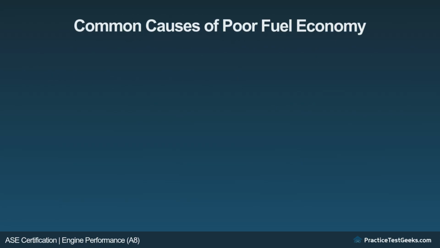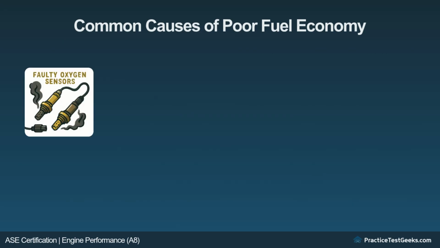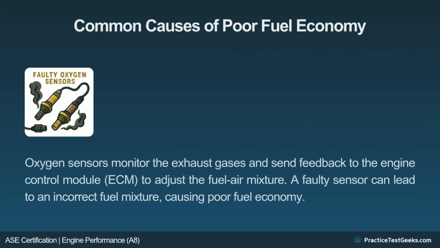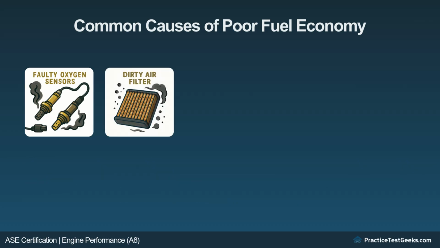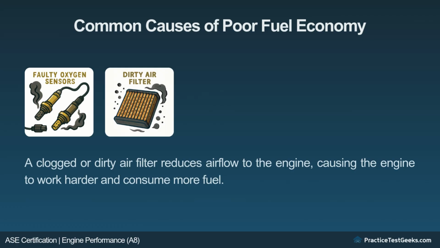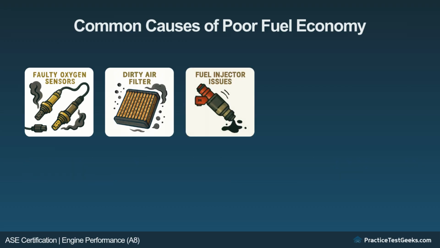Common causes of poor fuel economy. Faulty oxygen sensors. Oxygen sensors monitor the exhaust gases and send feedback to the Engine Control Module, ECM, to adjust the fuel-air mixture. A faulty sensor can lead to an incorrect fuel mixture, causing poor fuel economy. Dirty air filter. A clogged or dirty air filter reduces airflow to the engine, causing the engine to work harder and consume more fuel.